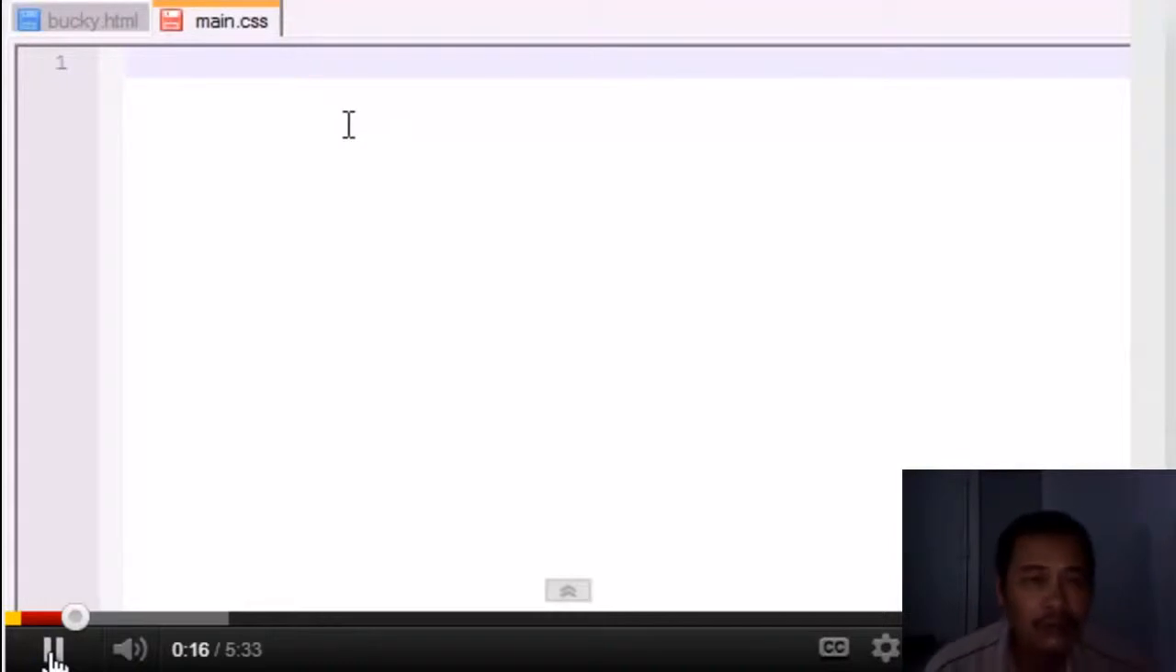Element, where the first element is the parent. So what am I talking about? Well, let me show you guys an example. If I write something like this, whatever rule I type after here is going to affect any paragraph that has a div as its parent.